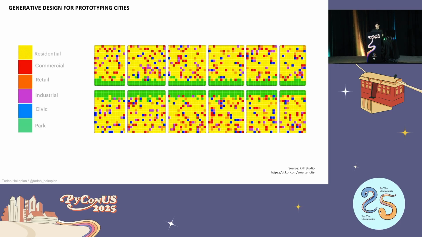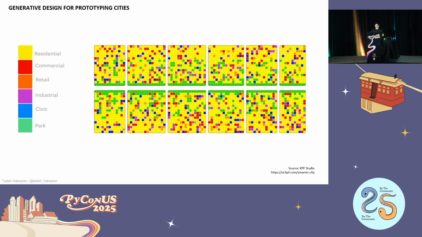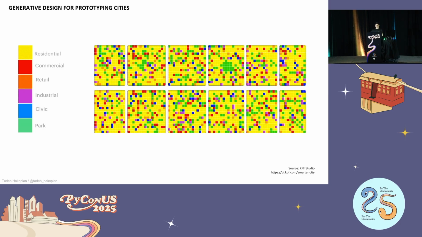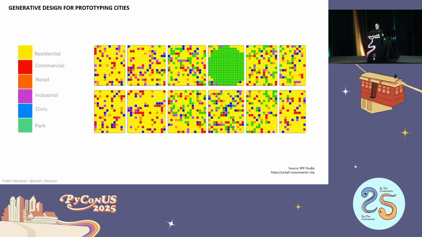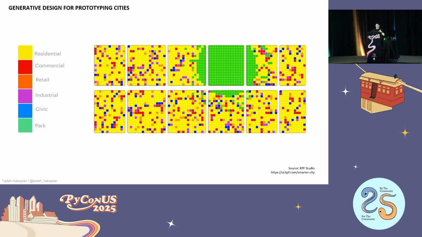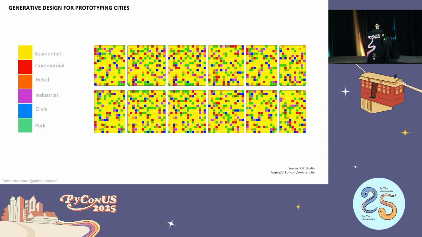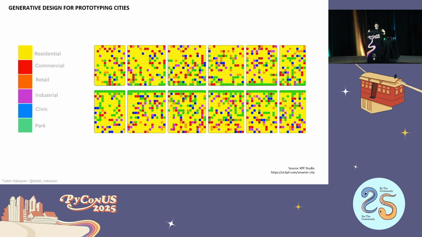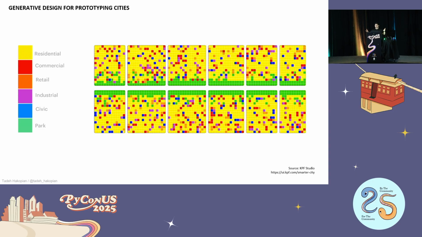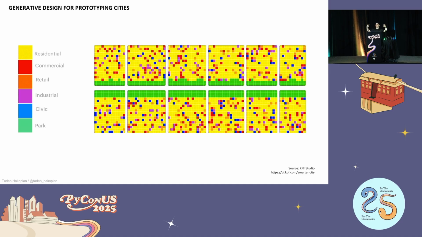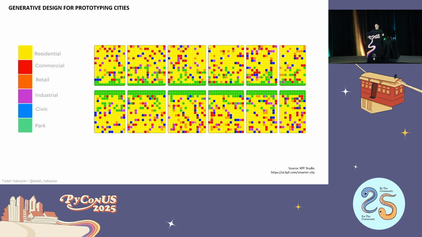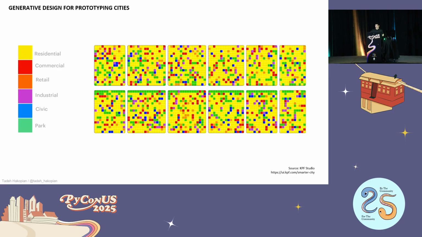In this example, Studio KPF, an architecture studio that works on high rises, took a matrix between residential, commercial, retail, industrial, civic, park, and said, okay, how do we generate different options for different urban environments? And because architects and urban developers and urban planners are really thinking in terms of how do we redevelop the entire city and not just a building. So you can see different permutations that they experimented with.